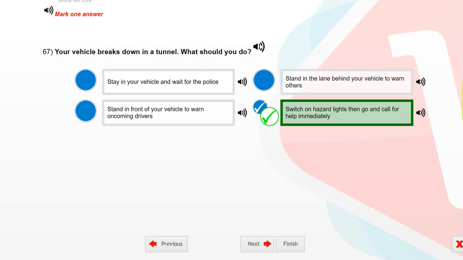Your vehicle breaks down in a tunnel. What should you do? ماذا عليك أن تفعل في حالة تعطل سيارتك في نفق؟ حدد إجابة واحدة. Switch on hazard lights, then go and call for help immediately. إشعال أضواء التحذير والذهاب لطلب المساعدة.